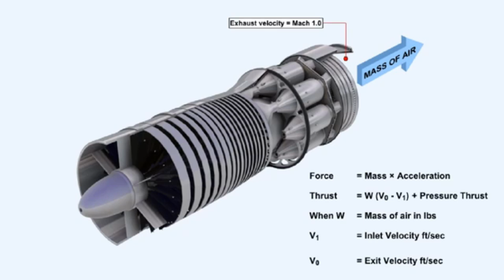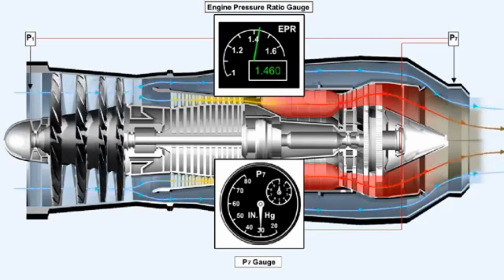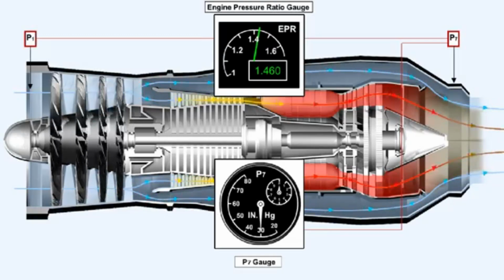In the case of a turbojet running in a choked condition, there will be the addition of pressure thrust, which will give us this. The power of a turbojet can be measured as thrust. Thrust is displayed on either a P7 or an engine pressure ratio gauge, both of which are thrust gauges. The engine pressure ratio, or EPR, is the ratio of the pressure in the jet pipe of the engine, which we call P7, to that at the intake of the engine, which we call P1.